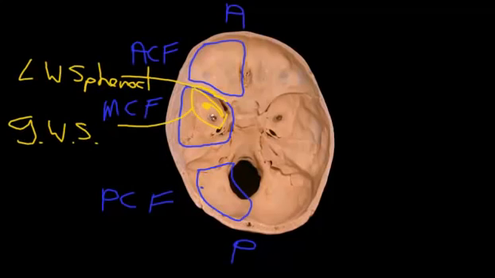And then the other ridge that separates the middle from the posterior cranial fossa is this ridge running along here, which is actually the edge of the petrous temporal bone. So this is the edge of the petrous temporal bone, and they form the boundaries, lesser wing of sphenoid and the petrous temporal bone, between the anterior, middle and posterior cranial fossa.